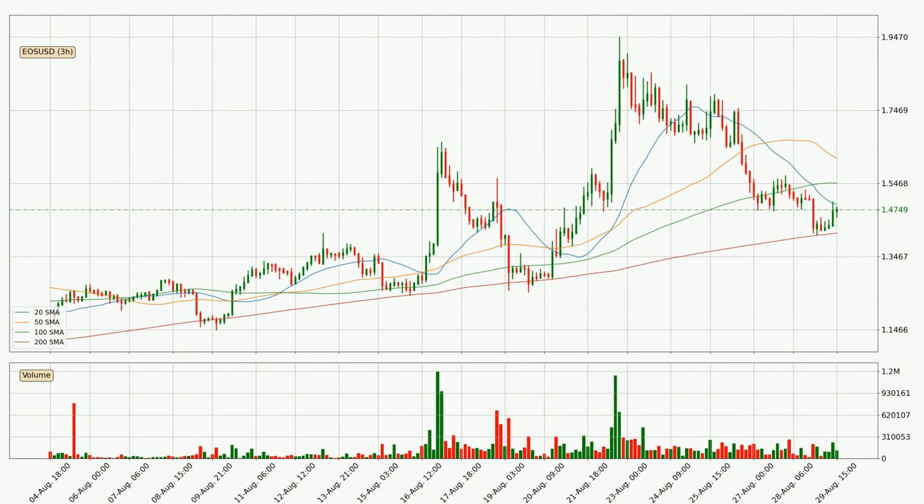Moving to the 3-hourly simple moving averages, the current price is between the 200 and the 20 SMA. If the price bounces off the 200 SMA, which is currently at 1.41, it could be seen as a support, and the 20 SMA that is at 1.49 could be seen as a resistance to the upside. Breaking either way signals a possible further move to the corresponding direction.